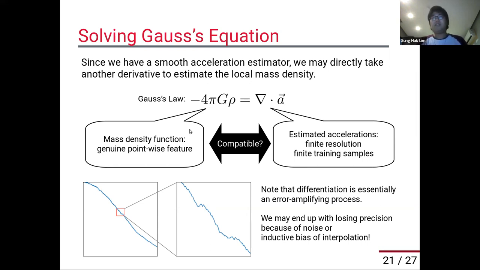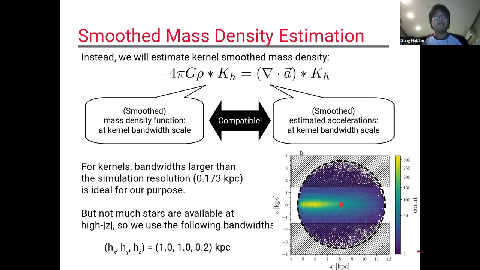So we need to make these two things compatible with each other. In order to do so, we use a kernel smoothing. If you convolve the kernel with both the left-hand and right-hand sides, essentially you are smoothing the equation of motion. After applying smoothing, the left-hand side is the smoothened mass density function at the kernel bandwidth scale, and the right-hand side is again the smoothened estimated acceleration at the kernel bandwidth scale. So the left-hand side and right-hand side now have the same length scale, the estimations should be compatible with each other, and they will give us more reliable results.